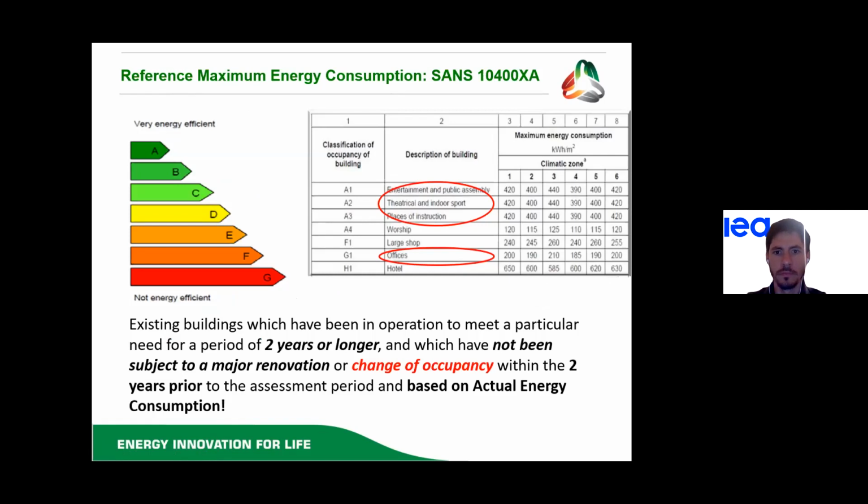So how did we get to the ratings in South Africa? We have a national building standard in South Africa, as any country would have. And in the building standard, we have a section specifically on energy efficiency. This was developed quite a few years ago. It's referred to as SANS, South African National Standard 10400XA. It's the energy efficiency component of the building regulations in South Africa.